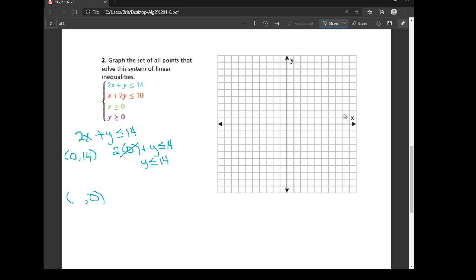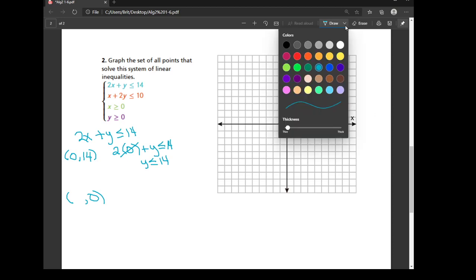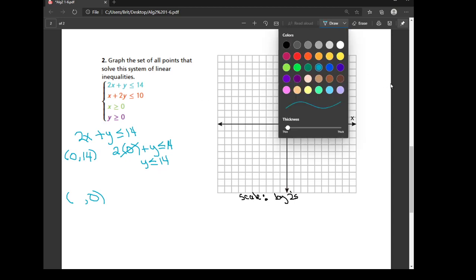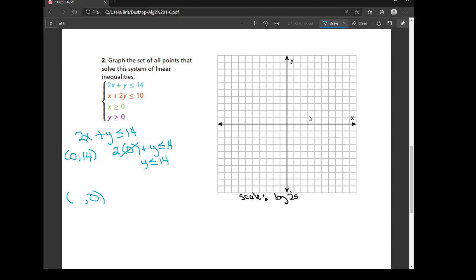I'm going to put a little note here that my boxes are counting by 2's. That's called the scale, just a reminder. So I'm going to go to the point 0, 14 on my graph. So 0 on the x-axis will be somewhere on the y, and then I have 2, 4, 6, 8, 10, 12, 14. So that is this point right here.